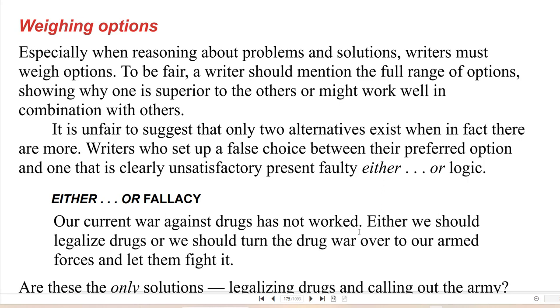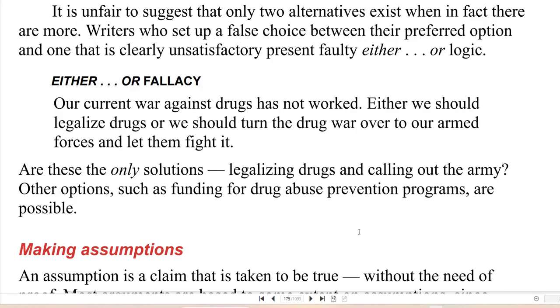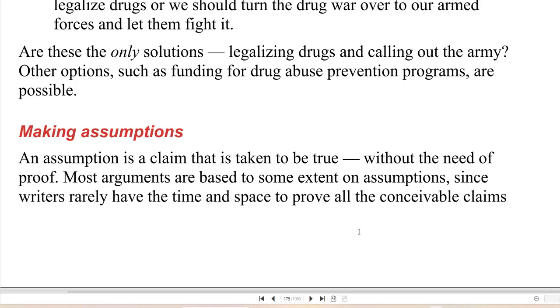And so, either-or fallacy. Our current war against drugs has not worked. Either we should legalize drugs, or we should turn the drug war over to our armed forces and let them fight it. Are these the only solutions, legalizing drugs and calling out the army? Other options, such as funding for drug abuse prevention programs, for instance, are possible. So if you only list two options to solve a problem, but there actually are many other options, then you are committing what is also known as a false dilemma fallacy. It's not just an either-or fallacy, but it's also a false dilemma fallacy.